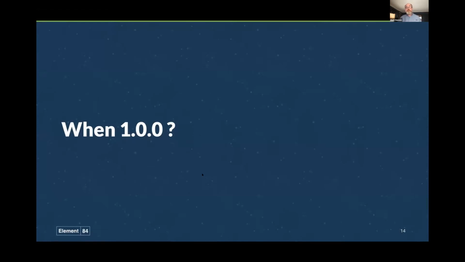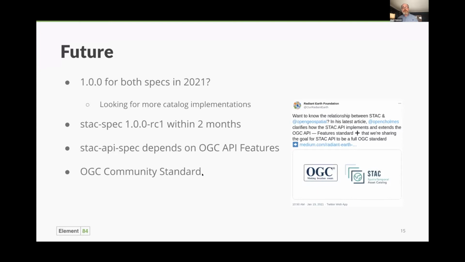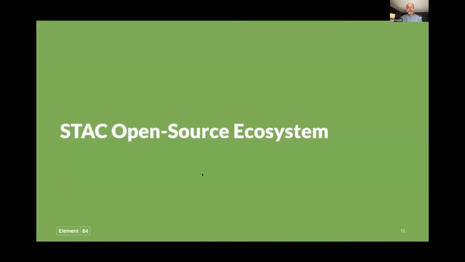So now the question some people might be asking is, when does a 1.0 come out? I don't know, maybe this year. Really, the main driver is looking for more catalog implementations. I suspect the RC1 for the STAC spec will come out in the next couple of months, and STAC API depends on OGC API. One important thing to note is the recent announcement and discussion about how STAC is going to become part of the OGC, the organization, as a community standard. So maintenance after a version 1 will really be handled within OGC.